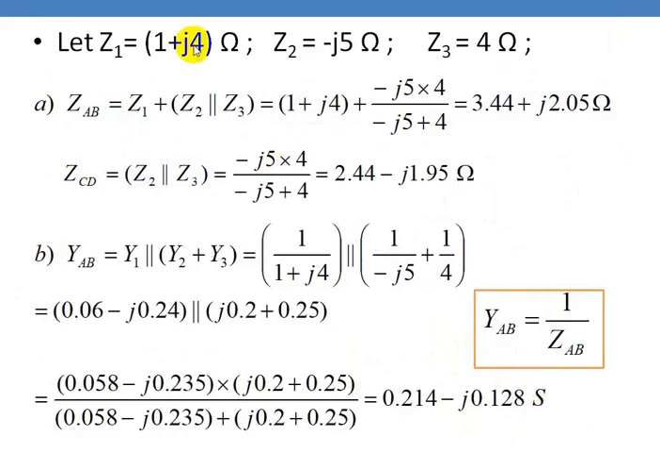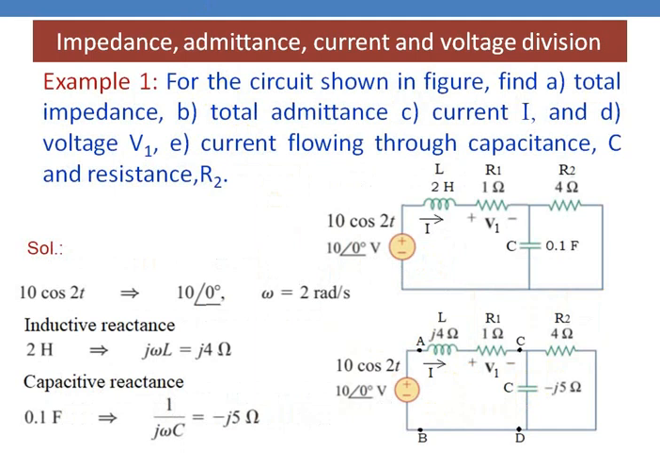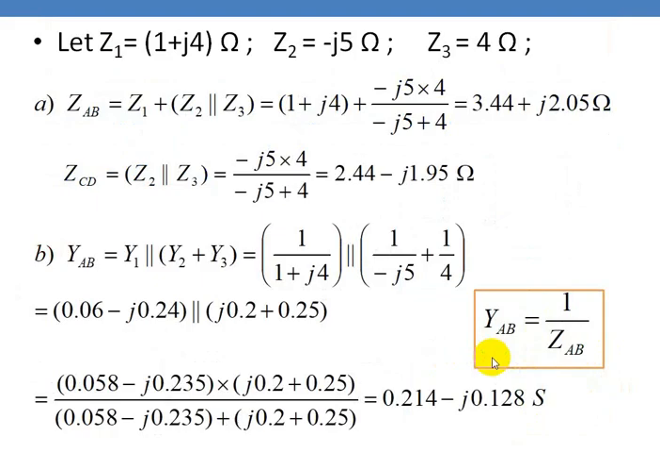Now let Z1 equal 1 plus j4 ohms, that is this branch impedance, and this branch impedance be Z2 equal to minus j5, and let this be Z3 equal to 4 ohms. From this diagram you can say that these two are parallel, and this equivalent impedance comes in series with this. The formulas are similar to the formulas that you have used for resistive networks, and instead of resistance here we are using impedance.